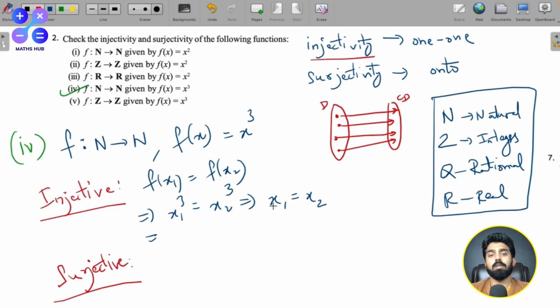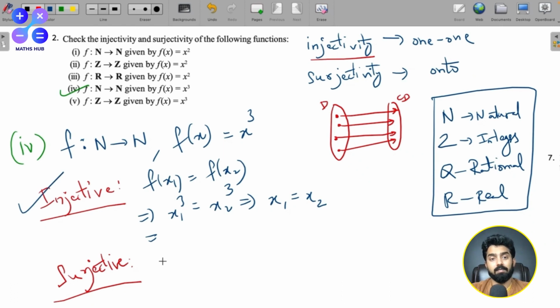So any number you cube will always give you the same answer, right? If you have 64, if you cube that, you only get one answer, right? You're not going to get multiple answers. So that's always the case. Even for minus 64 it is the same answer, by the way. Right, so this is injective.